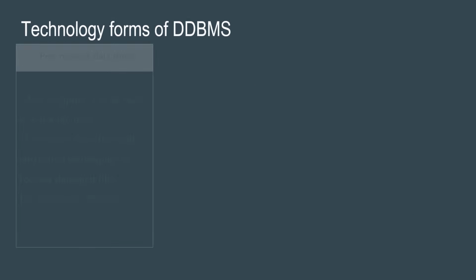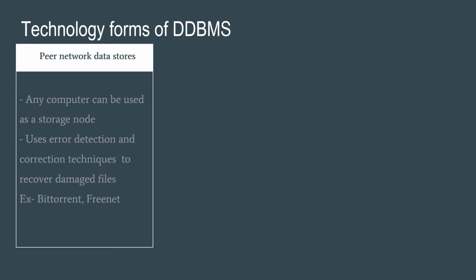So let's see the technology forms of distributed database management systems. The first one is the peer network data stores, where any computer can be used as a storage node. It uses error detection and correction techniques to recover damaged files, and the examples are BitTorrent and Freenet.